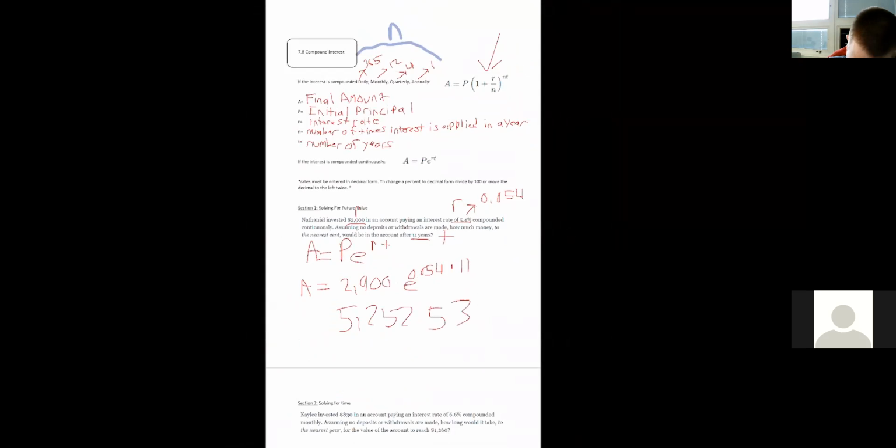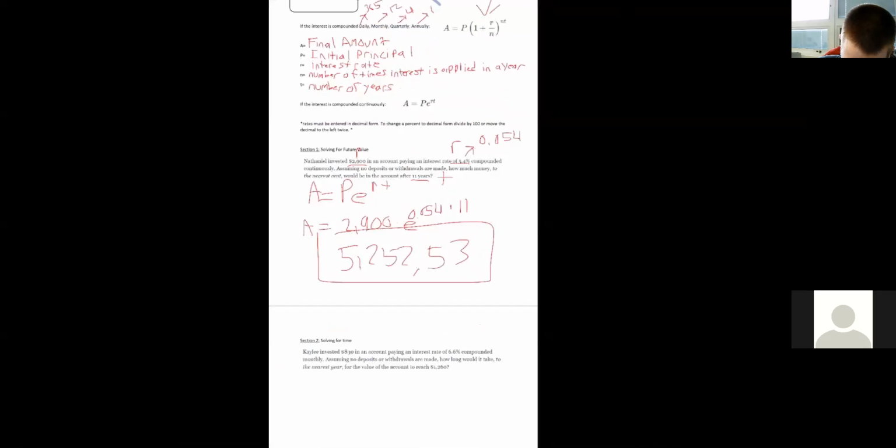Okay, so this first section should be pretty straightforward. You're basically just going to get your variables and plug them in. This continuous compound formula is a little bit simpler to plug in than the other one sometimes. But let's look at our next section.